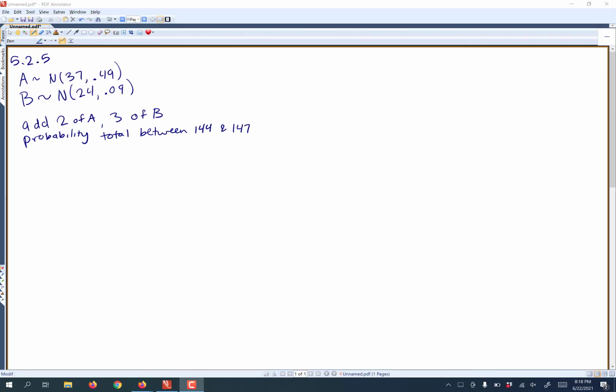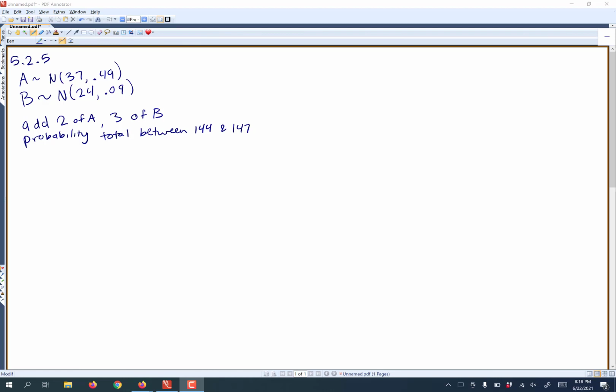5.2.5 tells us that a machine part is assembled by fastening 2 components of type A and 3 components of type B end to end. The lengths of type A in millimeters are independent. They're normally distributed with a mean of 37 and a variance of 0.49. And B are independent. Again, notice it does tell us that they're independent because we only know how to add the variances of independent random variables.